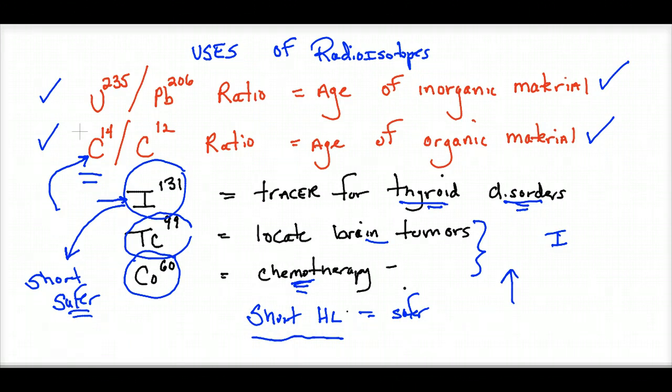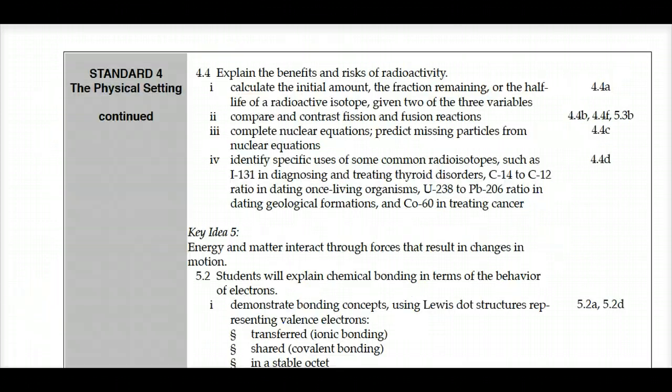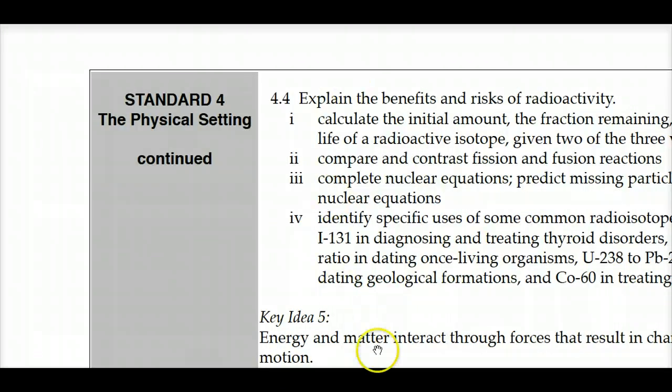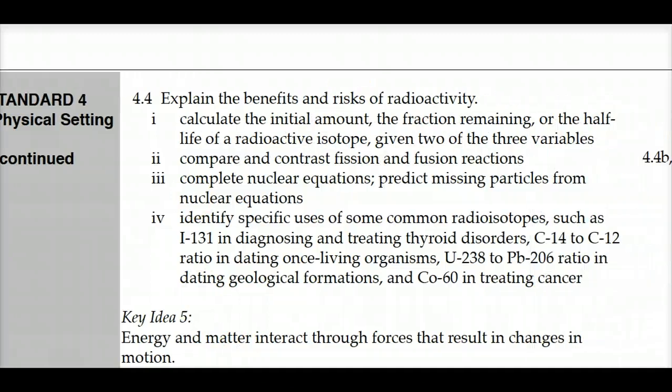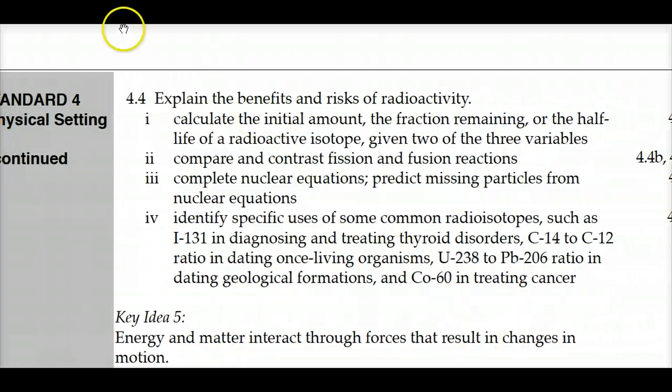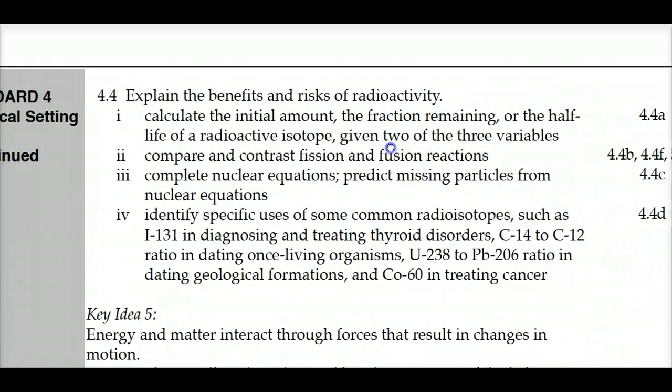And that, my friends, is essentially the entire unit, but I'd like to show you something from the New York State curriculum that's printed for your viewing pleasure. So this is right from New York State, what you have to know, just to show you that what I'm telling you is true. Explain the benefits and risks of radioactivity. Calculate the initial amount, fraction remaining, or the half-life of a radioactive isotope given 2 or 3 variables, and we did that with our half-life problems.